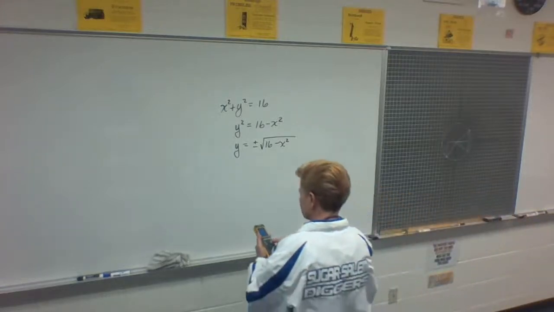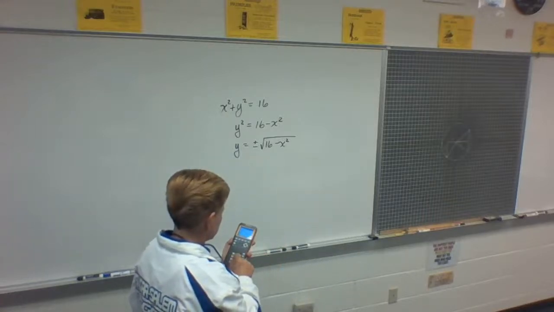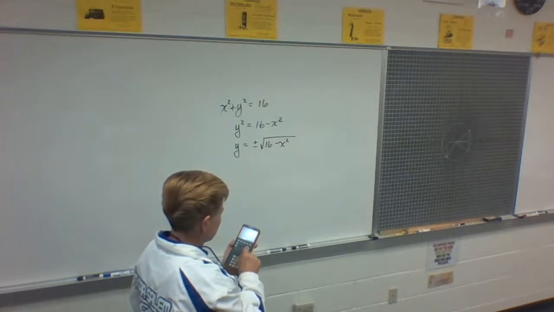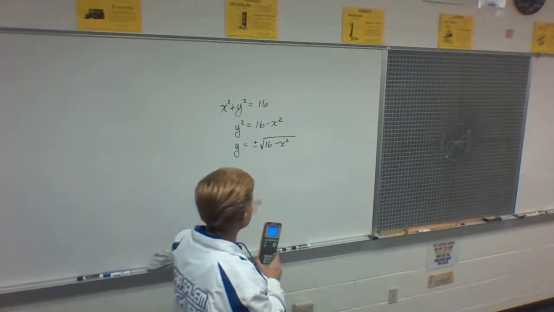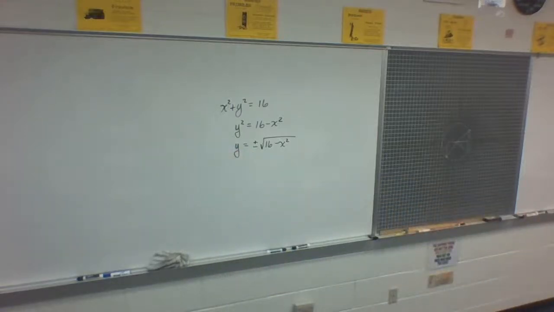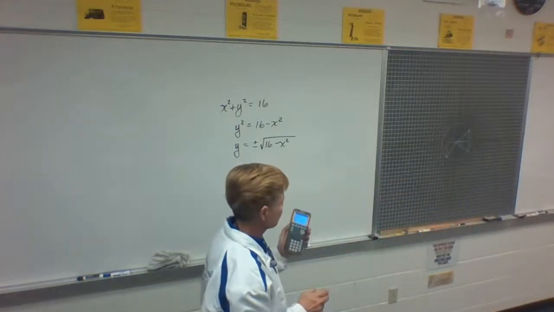So get it graphed. Square root of 16 minus x squared. Close it. Now, when you do the negative one, you can type it again, but for those of you that really want to know how these calculators function, you remember that you can find a list of y's in your vars key? Oh, yeah.